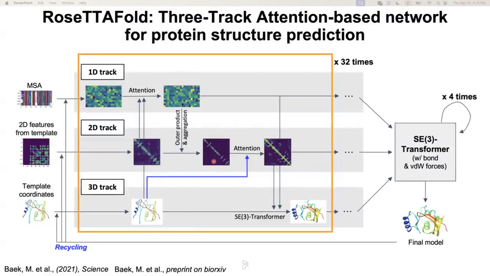And those three tracks communicate with each other through attention mechanisms, allowing information to flow between sequence, pairwise interactions, and 3D representations. And this network iteratively refines its predictions through multiple cycles, achieving progressively more accurate structures.